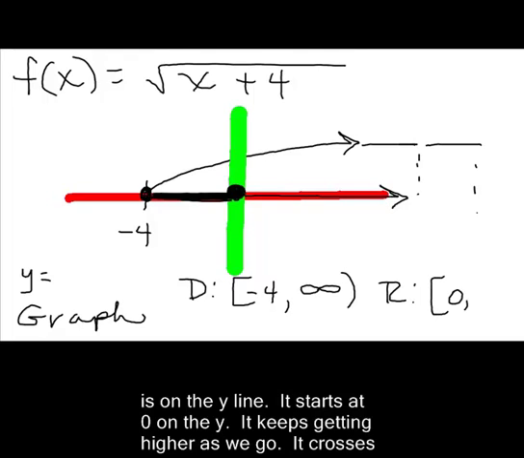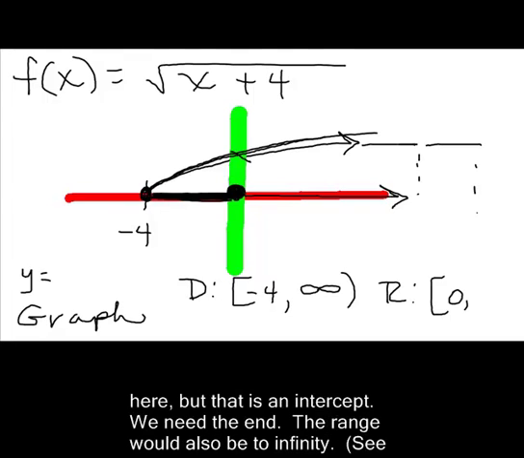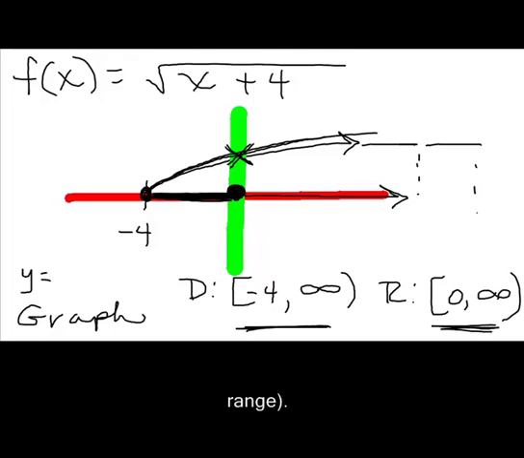And I want to see how high the graph goes up. Since this graph just keeps extending, it just keeps getting higher and higher and higher the further out we go. So there is no place that it ends. It crosses right here, but that's an intercept. We don't care about that right now. We just want to know where it ends. And we can't find the ending point, so my range would also go to infinity. So this is my domain, this is my range.